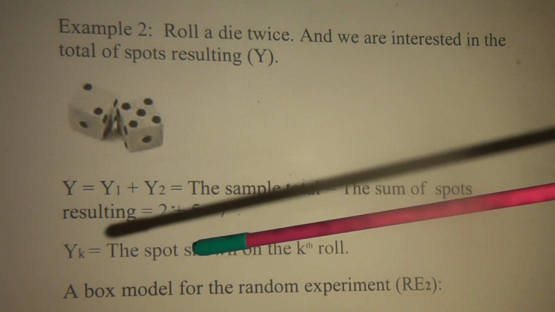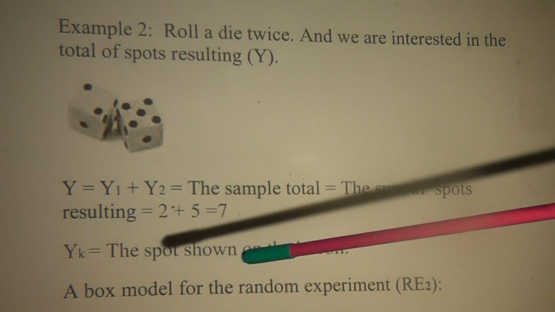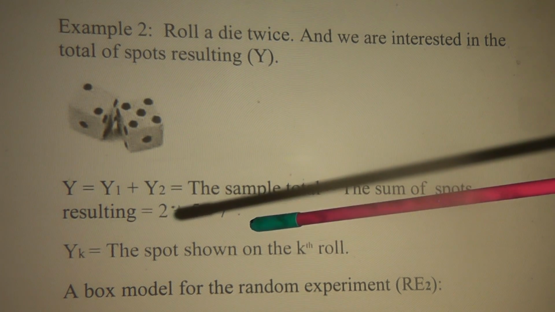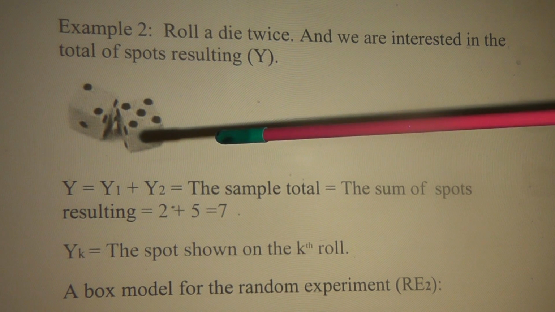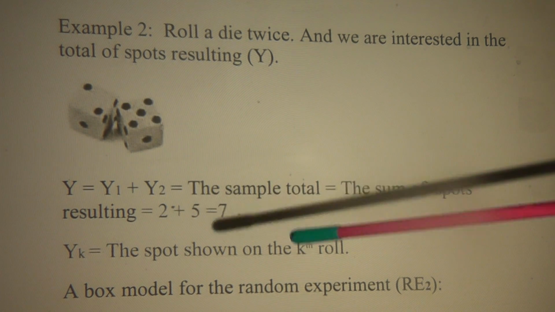Now what is yk? I use y1, y2, what's yk? yk is the spot shown on the kth row, okay? On the first row I see spot 2, so y1 is 2. And second row I see spot 5, so y2 is 5. So 2 plus 5 is 7, okay?